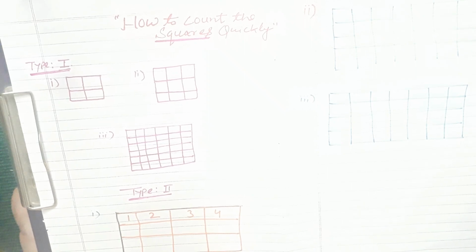Today I will tell you how to count the squares quickly. Okay, let's move into the topic. I have taken two types. I will tell you today how to count the squares quickly, within 2 seconds you can say. Today, only two types. Okay, let's start the work.